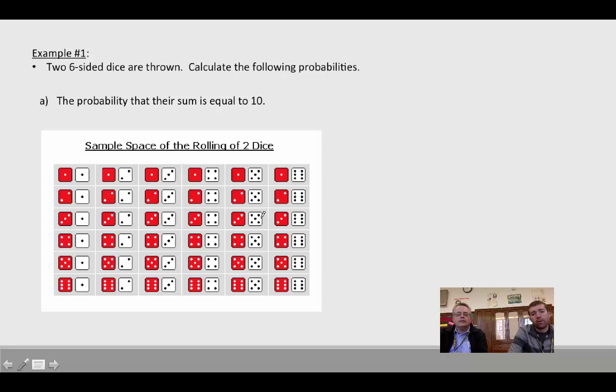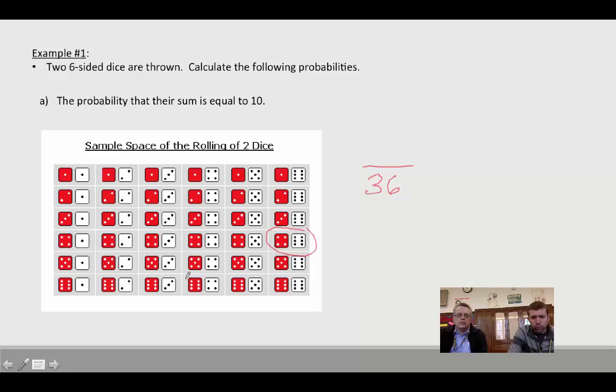Our theoretical probability, whenever we're dealing with that, is going to be out of our 36 total outcomes, out of our sample space. That's our denominator. So here we want the probability of a sum equal to 10. Well, 6 and 4, that's the easy one.